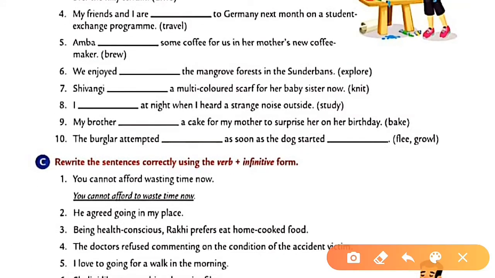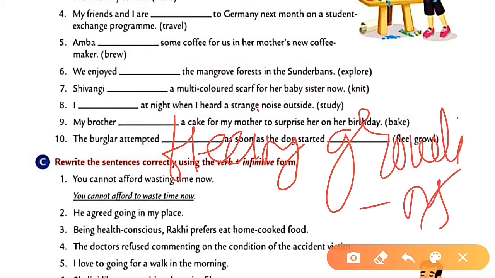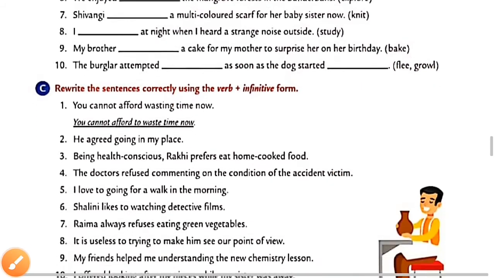Next, number 10. The burglar attempt dashed as soon as the dog started dash. So your answer is, the burglar attempt filling, started dash growling. Growling, okay, ing form.